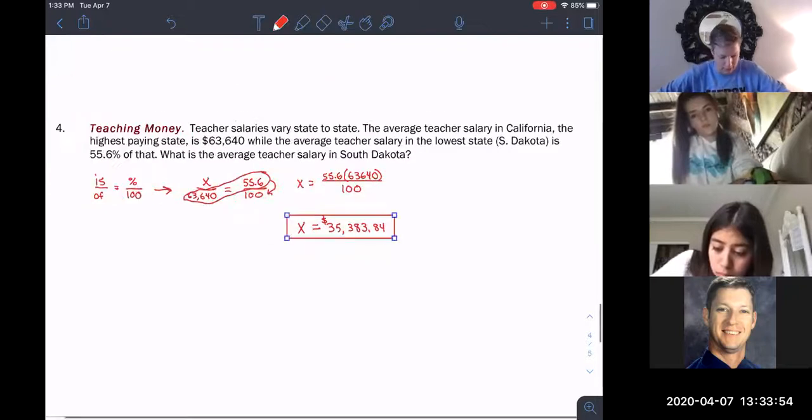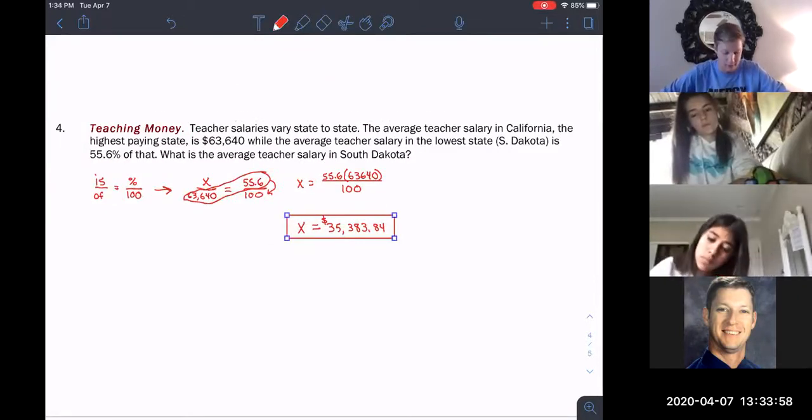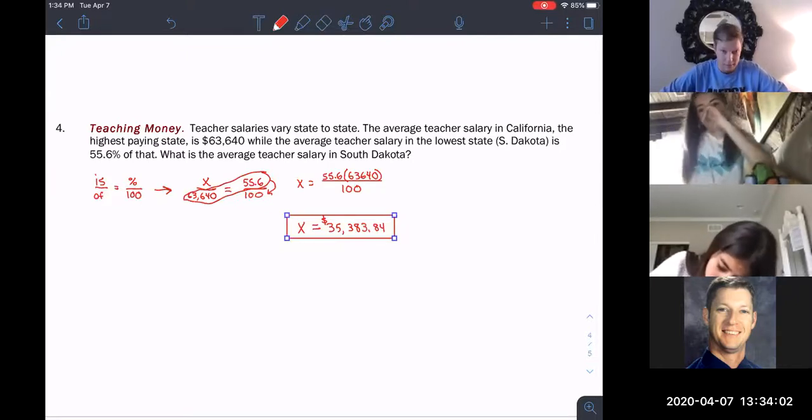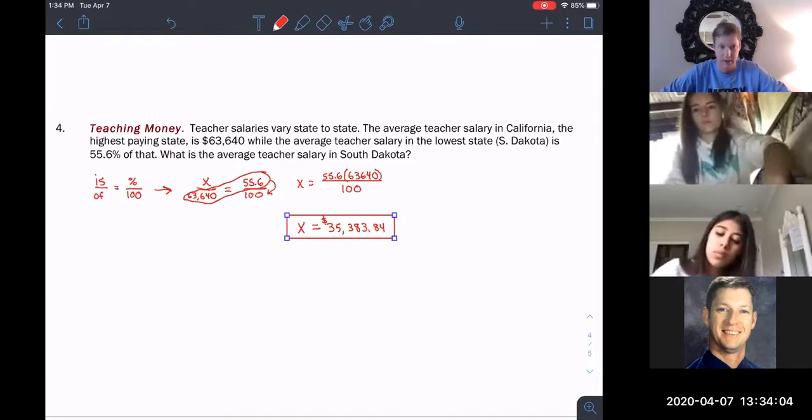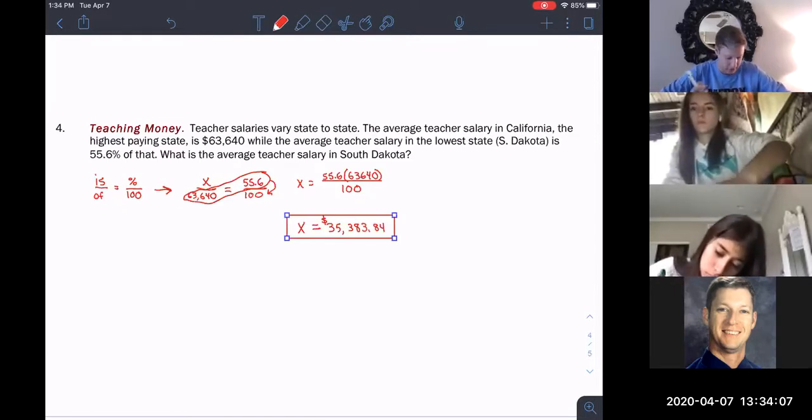A good way to answer this, and remember, you want to be complete on this. This is worth 30 points, and the application page is worth 10 of that. So give me a complete sentence that shows me that you understand how to answer the question. So the average teacher salary in South Dakota is $35,383.84.